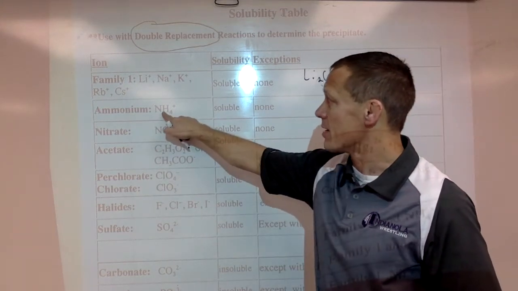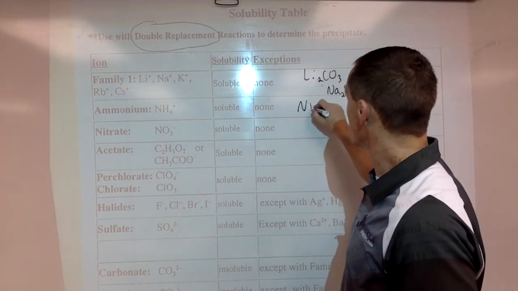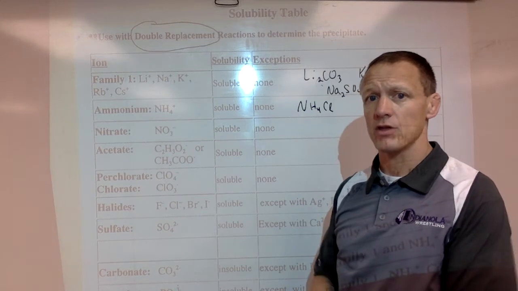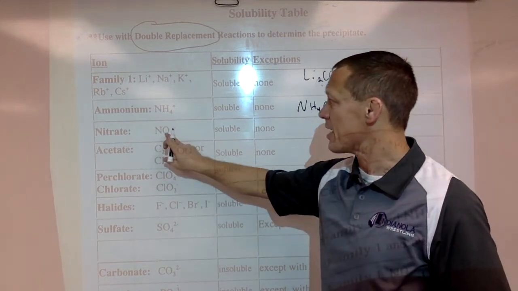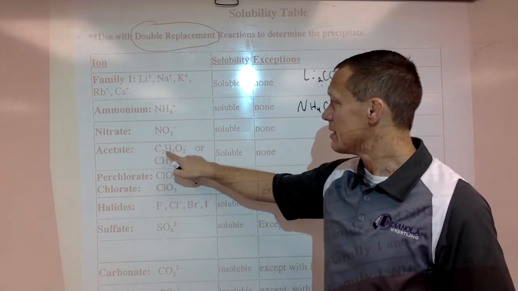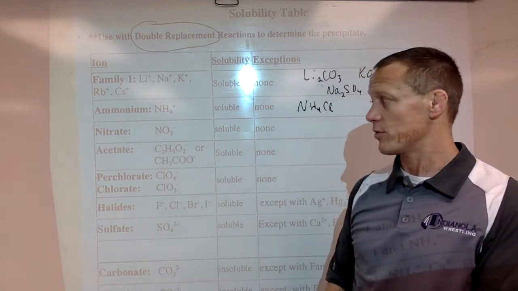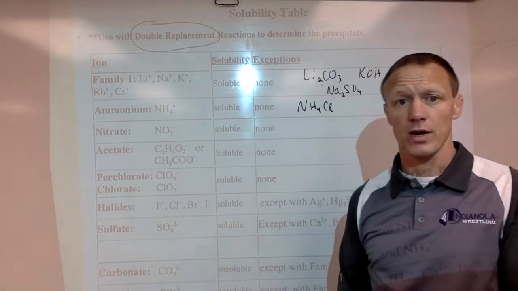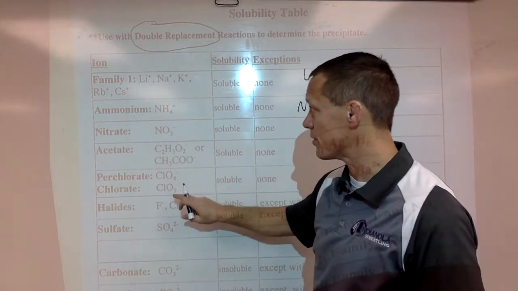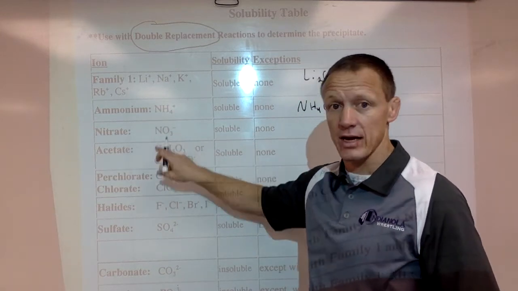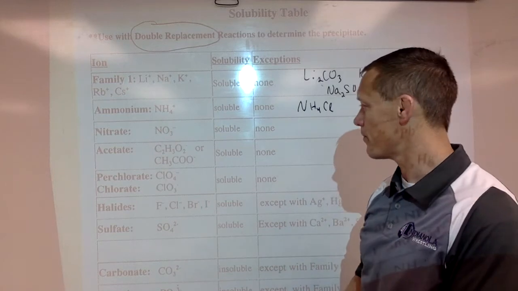If you see this ion in a compound, so like NH4Cl, if you see ammonium in that compound, it's always soluble. If you see NO3 in a compound, it's always soluble. Okay? And if you see the acetate ion, it's always soluble. Okay? So these things up here are always soluble, no matter what they're with. Again, these will never be alone. They're always going to be with something like sodium nitrate, iron nitrate, calcium nitrate. Okay? So those things are always soluble.